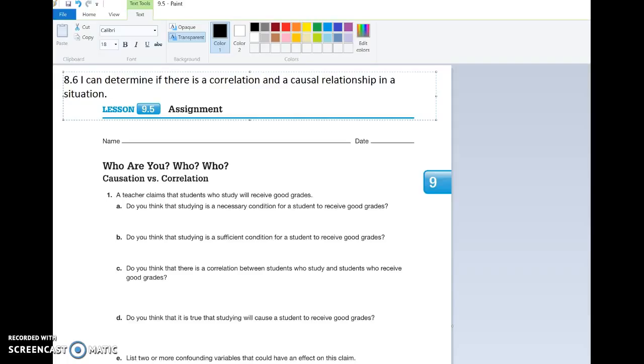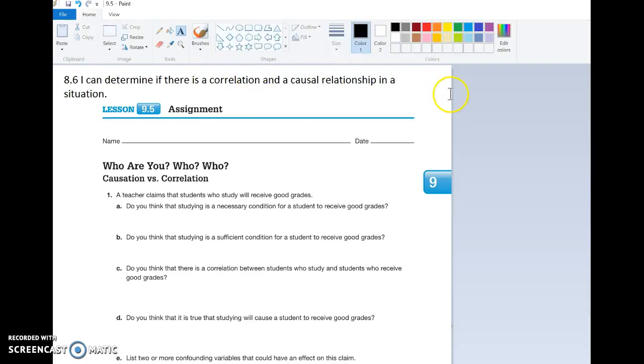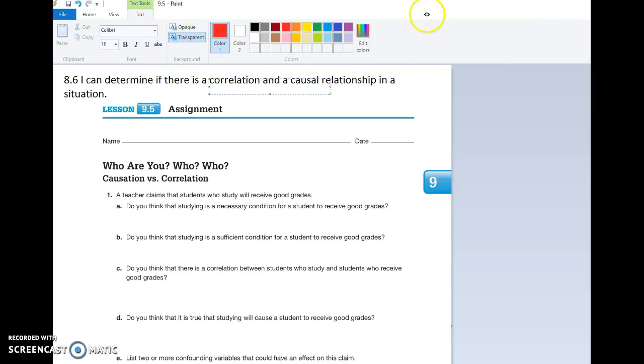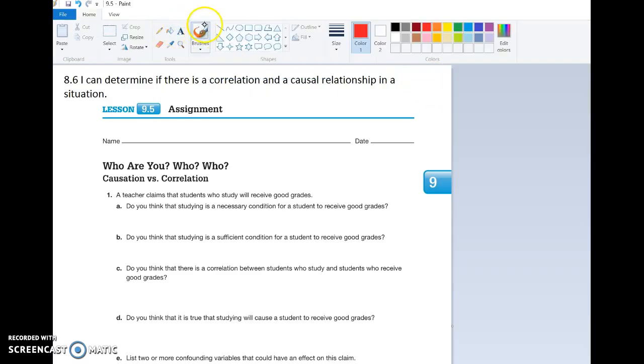Okay, so now that we're ready to get started, I've typed across the top our learning target clue, and I'd like you to write it, please. 8.6. I can determine if there is a correlation and a causal relationship in a situation. So the two big ideas that we're going to be talking about today are correlation and causal. A correlation and a causal relationship. Those are the two things that we're going to talk about.